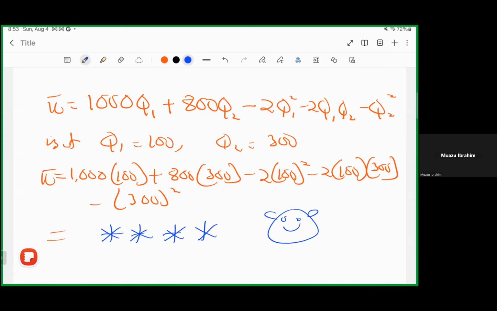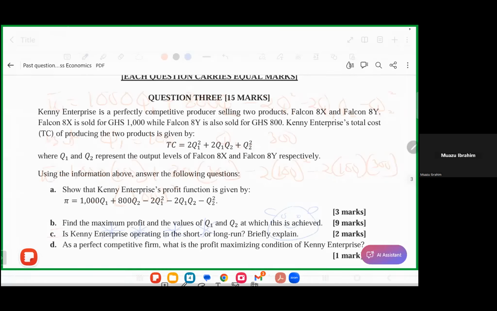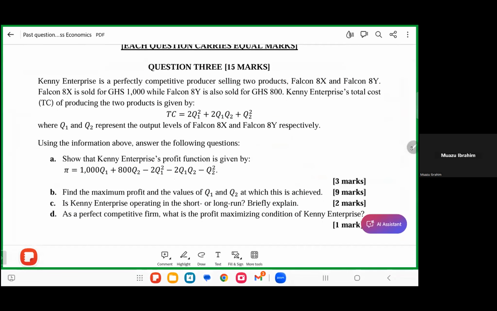Okay, so let's look at the other part. So this is the B part. So you do this for 9 marks. So the C part is saying, is Kenny Enterprise operating in the short run or in the long run? Briefly explain. Remember, what type of firm is Kenny? The firm is selling in a perfectly competitive market.